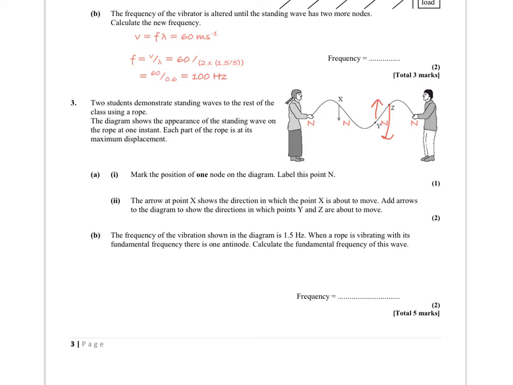The frequency of the vibration in the diagram is 1.5 Hz. When a rope is vibrating with fundamental frequency, there's 1 antinode, so calculate the fundamental frequency. So this is nice and easy. If this is 3 times the fundamental frequency, all we need to do is 1.5 divided by 3. So very straightforward. 0.5 Hz is the fundamental frequency.